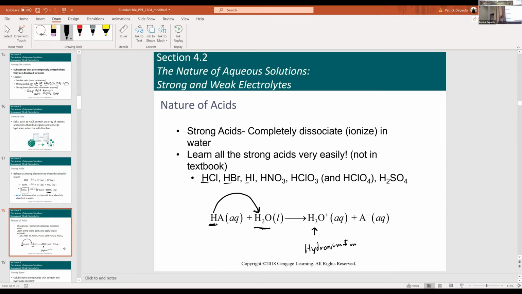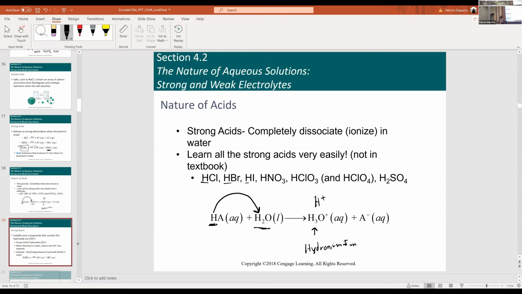So this is what we mean by the complete dissociation in water. It's actually not going to be free H+, as the previous equation showed. It's going to be added onto a water. The water will accept that hydrogen and become hydronium, H3O+. So that's how that works. Any questions on that? No? Okay.